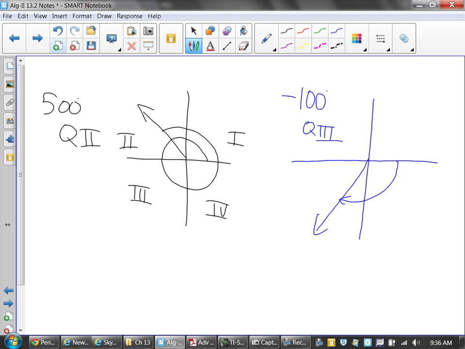Now, what I want you to see here is that the direction your angles go will help you figure out what quadrant they're in. The idea that we use this for is to eventually start to talk about what are called coterminal angles. Let's look at that.